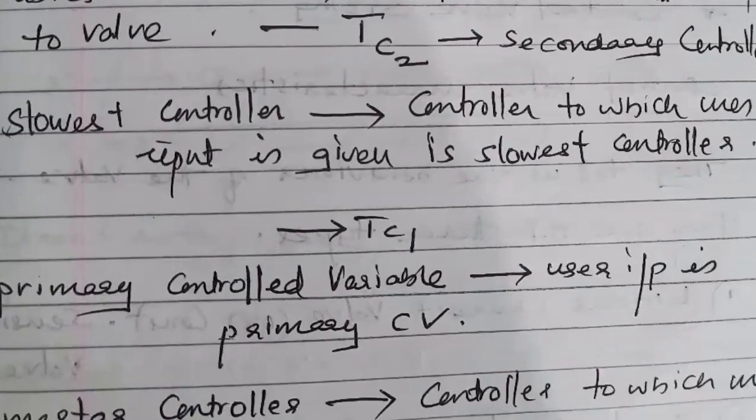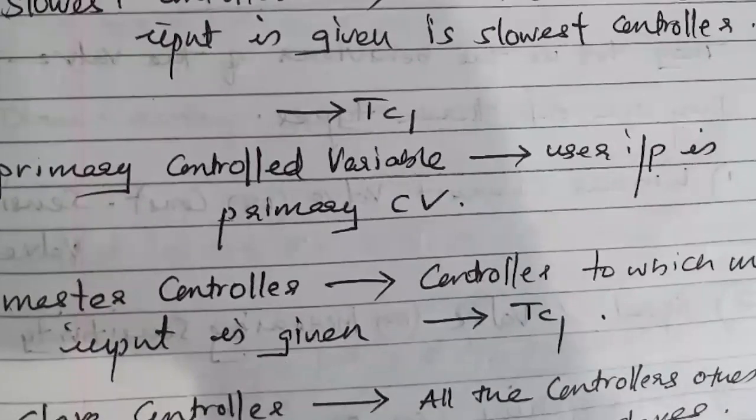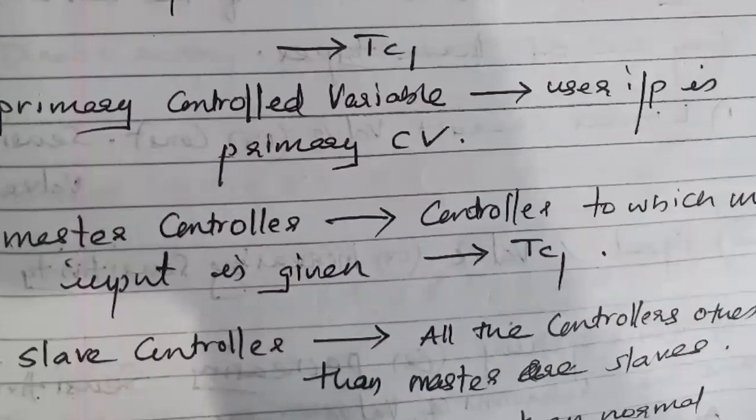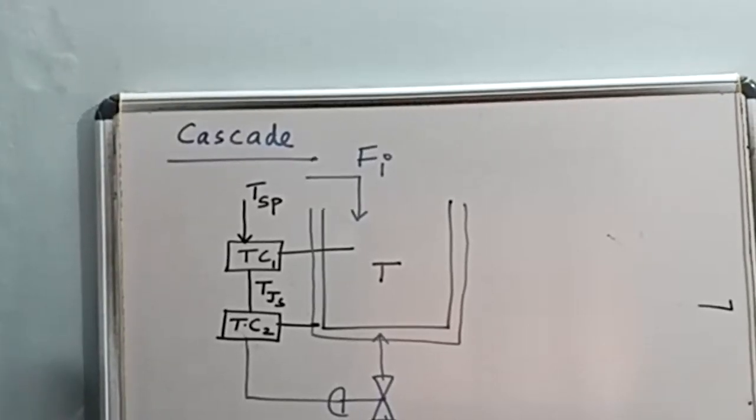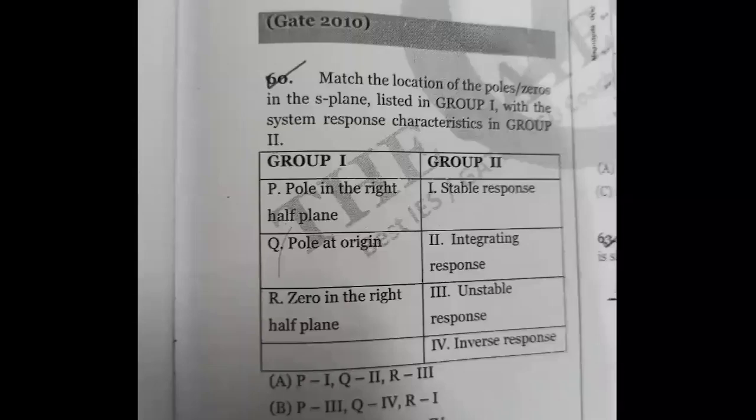So the primary control variable is our user input, whatever input we are giving. The master controller is our primary controller itself, and all the other controllers we call slave controllers. So cascade control is faster than the normal control strategy. These things also we have discussed, I hope you remember these things.